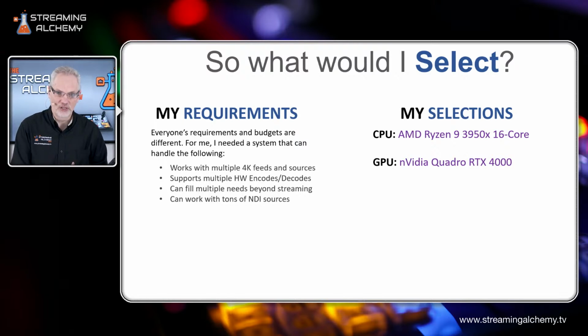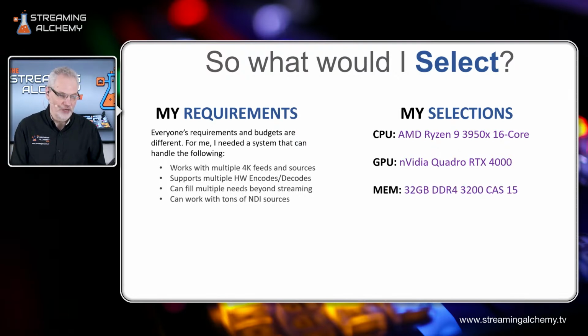Because of the encoding and decoding, we went with the RTX 4000, and that gives us basically 2070-ish GeForce lineup capabilities on the card with all the encoding. So this was a really good fit for us. And again, this card's probably about $1,000 list.